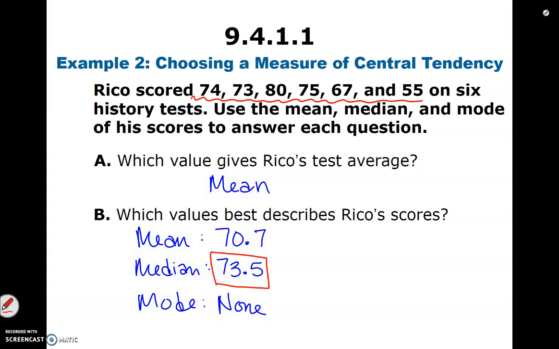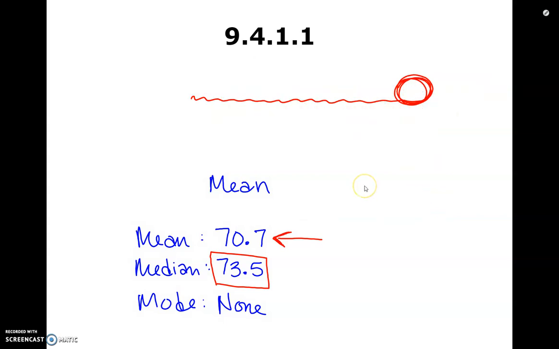And the reason why his mean is much lower is because of this 55 out here really pulling that mean down. So it's not really the best representation of his test scores. Okay, and that is all I have for you in part 1.